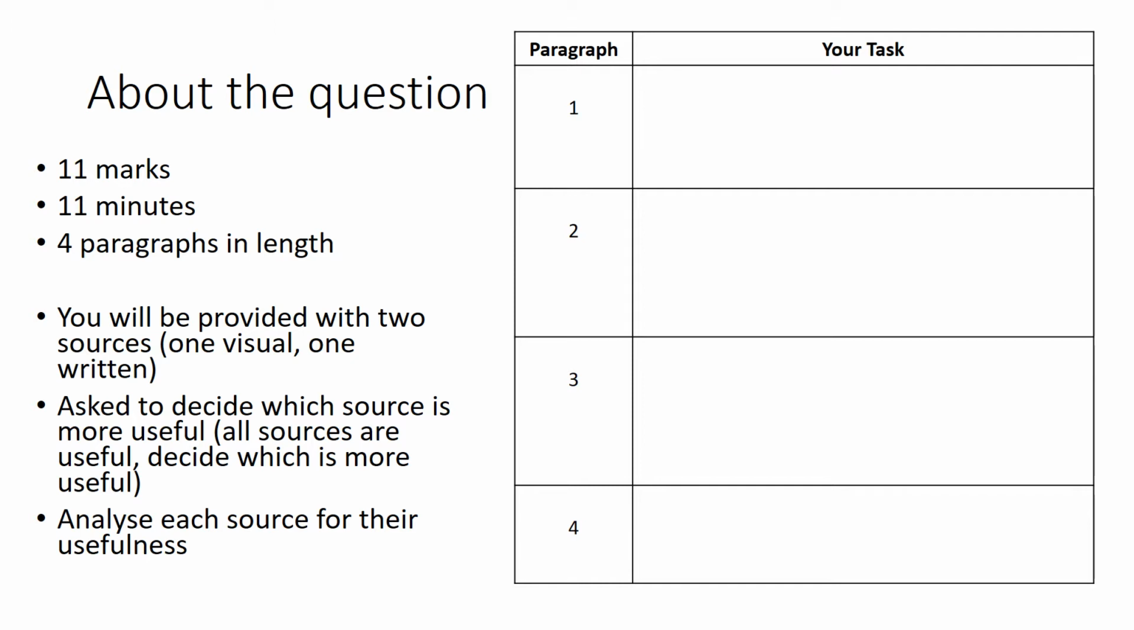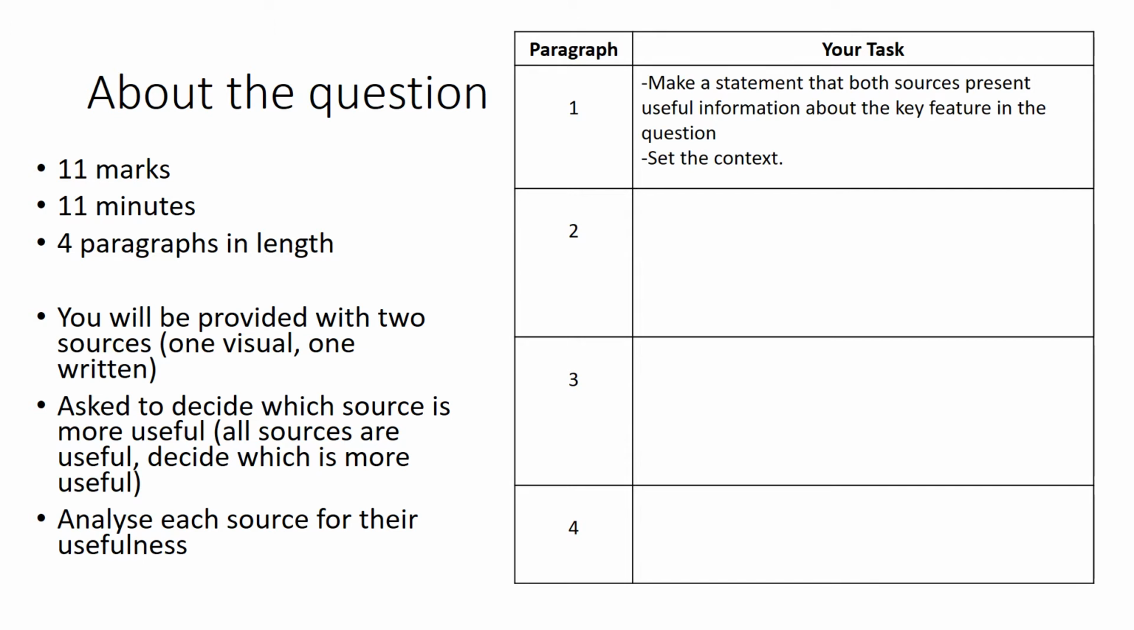Typically it's one visual and one written source, but there's no guarantee on the exam. It could be 2 visual or 2 written. We'll be asked to decide which source is more useful, and we must use that statement: all sources are useful to historians. We must decide which one is more useful, and we'll analyze each source for their usefulness.